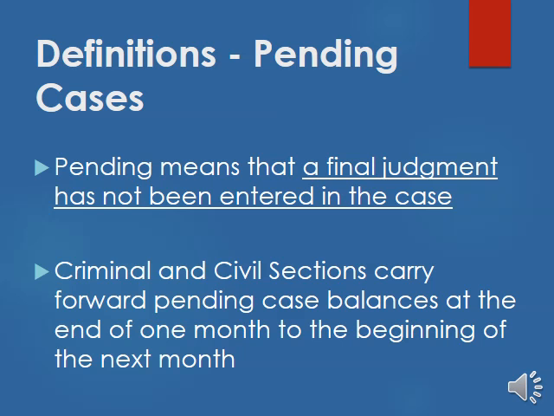Now I'll go over some definitions, the first being pending cases. The definition of a pending case is a case filed that does not have a final judgment. A final adjudication has not been made. Only the criminal and civil sections have pending case balances that carry forward from the end of one month to the beginning of the next month. The juvenile and additional activity sections do not.